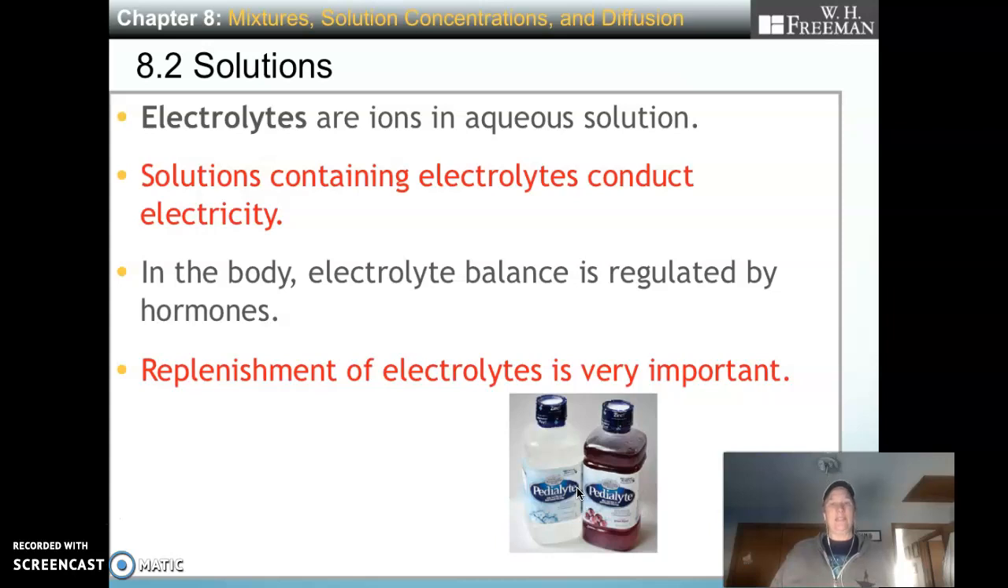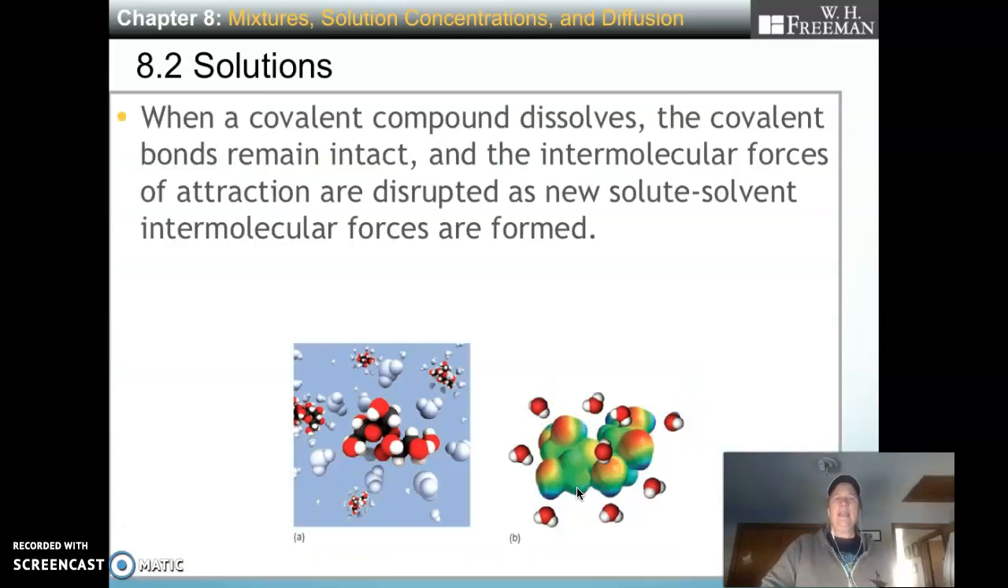Okay, and again, it's not just water that you need. If you're really dehydrated, you need other things too. Okay, why do we get these electrolytes? Okay, here's an example of a covalent compound.